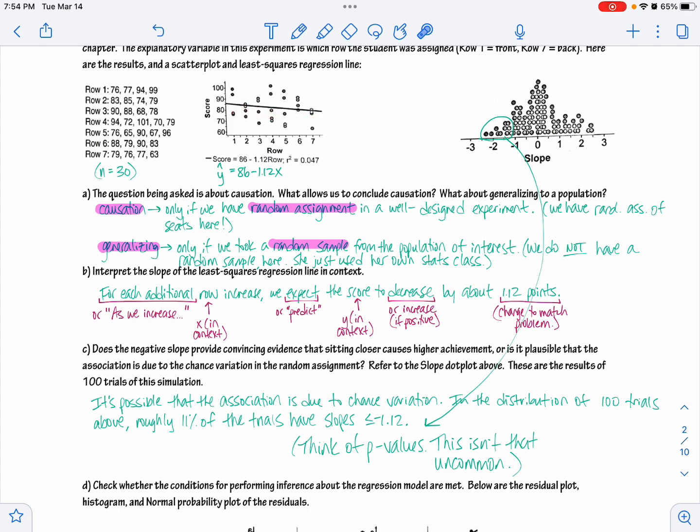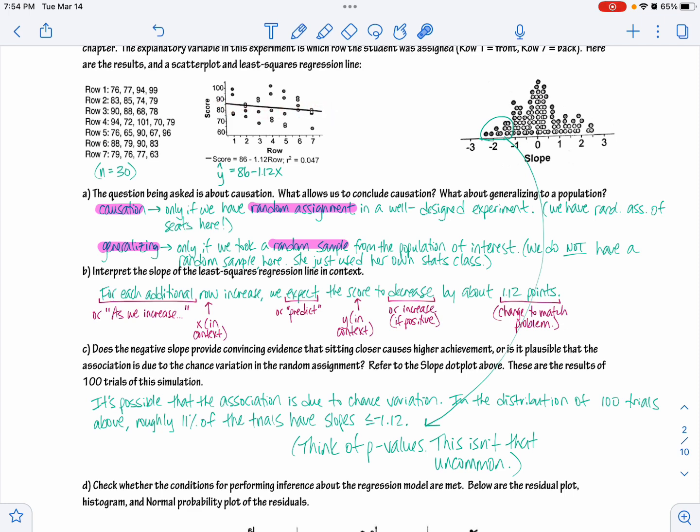Anyways, does the negative slope here, this is negative, do you think if I would have done a different sample, or if I would have reassigned all of these students to different rows, I would have still gotten a negative slope? Do you think there's any way that if I reassigned all these students, I would have gotten a positive slope? Probably. But what this question is asking us to refer to is these 100 different dots up here. We had a computer program reorganize all of these people into different rows 100 different times and calculate the slope for all of those different scatter plots.